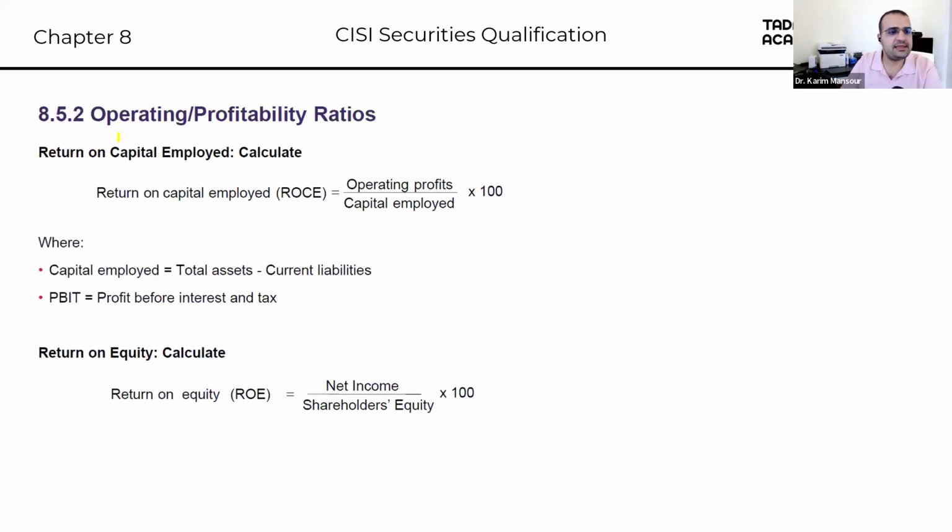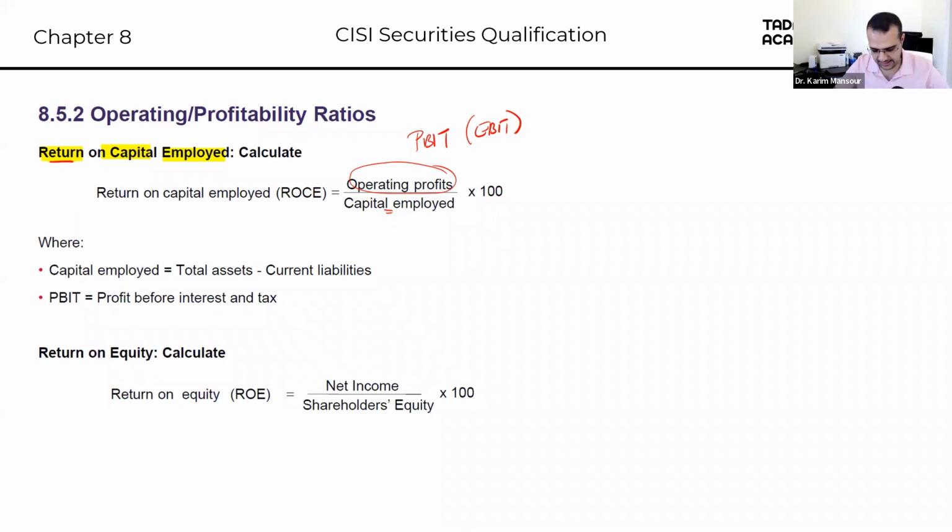Next ratio is the return on the capital employed. Whenever you hear the word return, we are talking about profit. How much did we generate from operating profits? Again, sometimes referred to as profit before interest and tax, or earnings before interest and tax, over the capital employed. What is the capital employed?